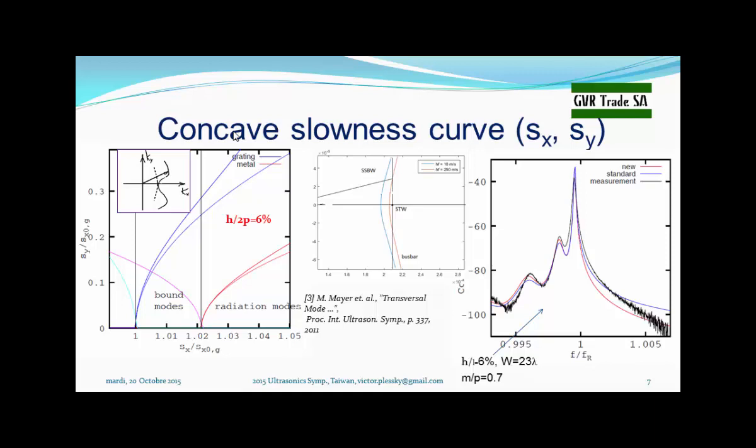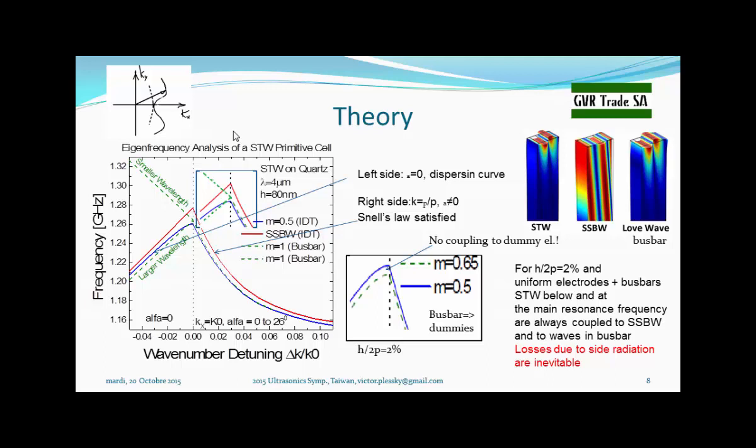So it basically means that, at least for this small thickness of aluminum, you never have ideal waveguiding. You always have some radiation into busbars. There is another way to present that, but this picture looks too complicated.